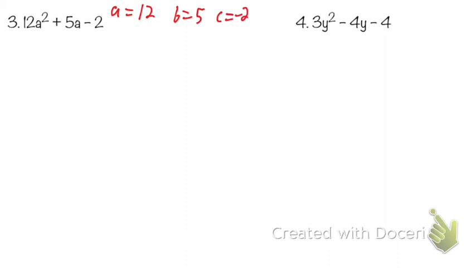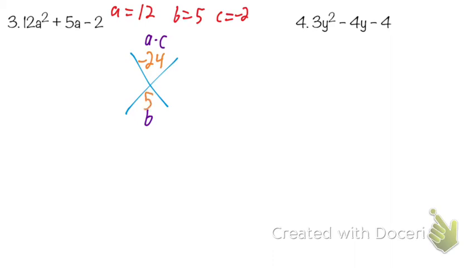Make the X. What am I going to put at the top of the X? A times C. What am I putting at the bottom? B. What is A times C? -24. What is B? 5. So we're going to multiply to a negative.